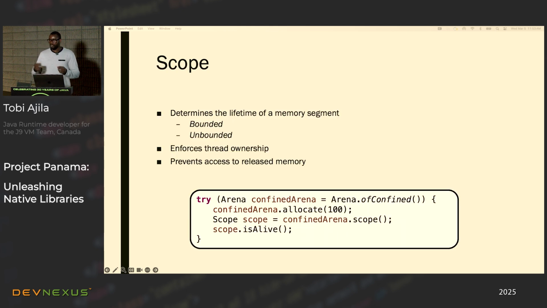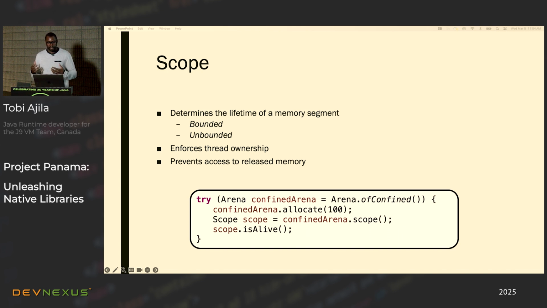So scope, I've mentioned a few times. Scope is an actual type that is part of an arena, and then it's applied to the memory segment when it's created. It essentially controls and enforces that memory is only accessed while the scope is still live. And it behaves very similar to the scope conceptually in C++.